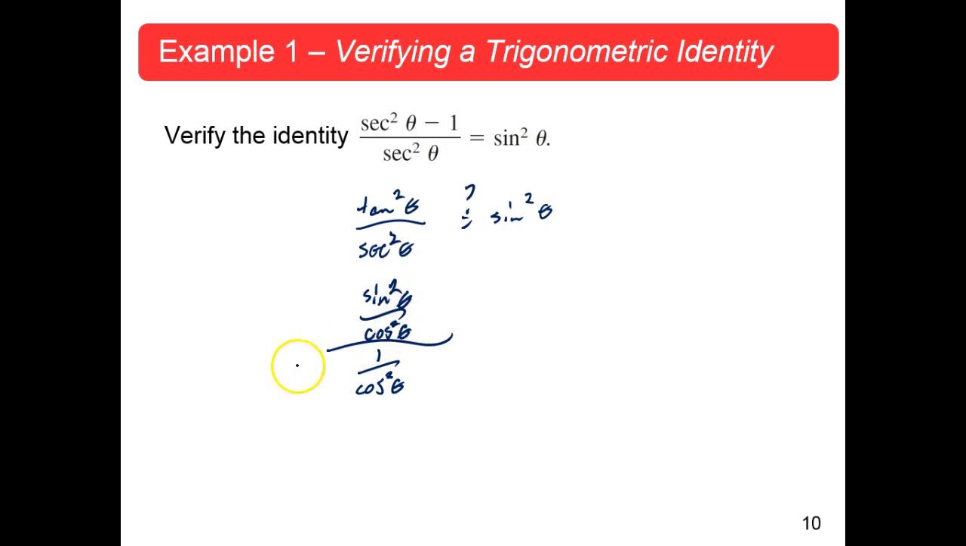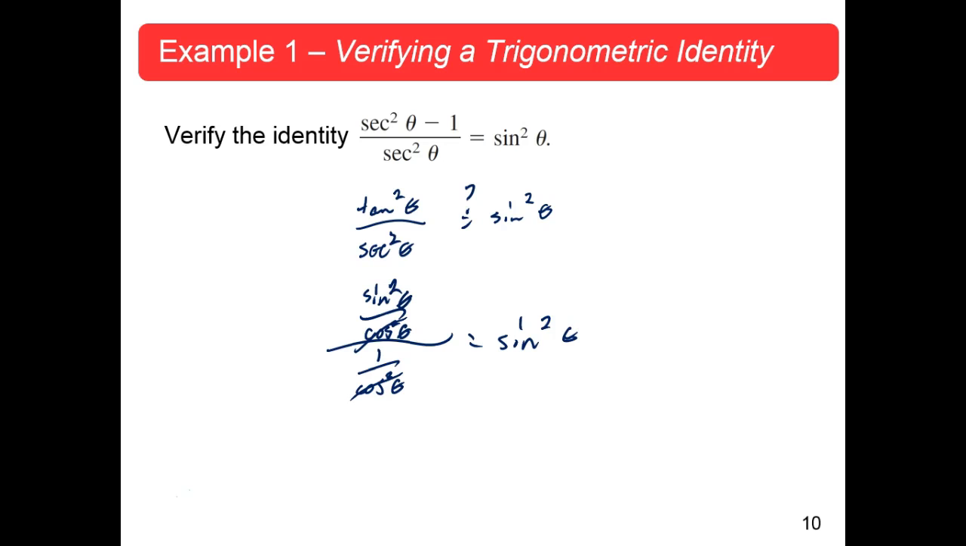Could you cancel out the cosine? Yes, you can. I usually don't like the word cancel out because people try to cancel out all sorts of things, but you multiply numerator and denominator, as long as you're on this side, you can do that, by cosine squared theta. And that will wipe them both out at the same time, which is like canceling them out. And what do you have? Sine squared over 1, which is just sine squared theta. Done. We verified those are exactly the same forms.